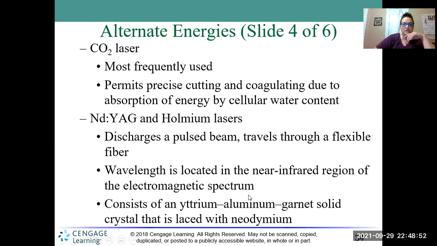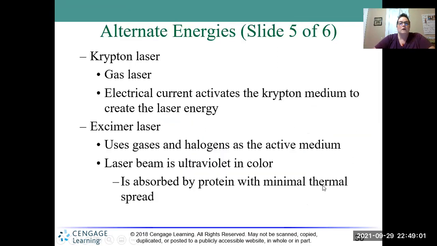Here you can just see the different particles that it consists of. And then we have a krypton laser. This is using a gas, and an electrical current activates the krypton gas to create laser energy. And then the excimer laser is halogens and gases both. This is easily recognized by being ultraviolet in color, so that's a purple beam that we see.